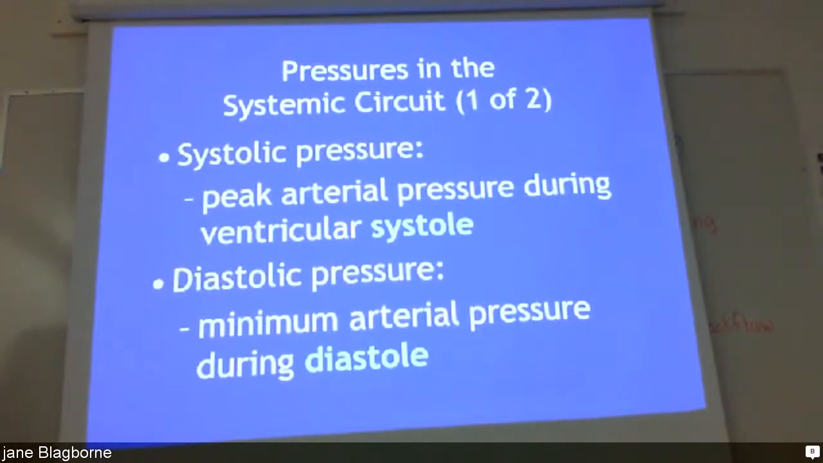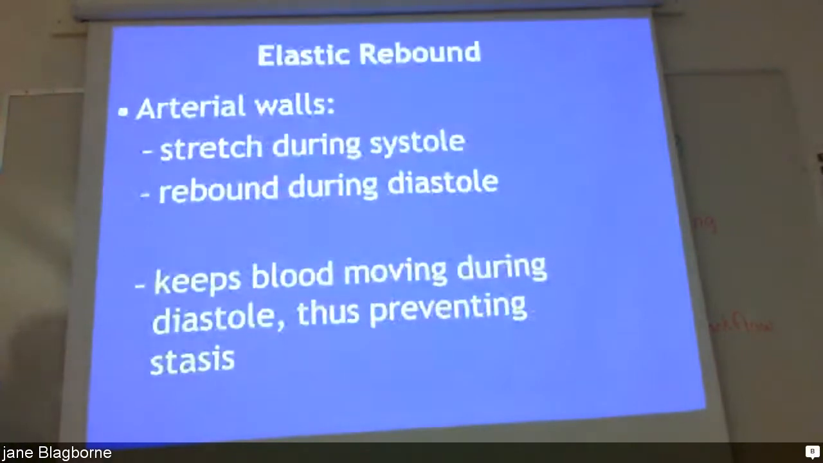So systole is when the heart is contracting, diastole is when it's resting. We had a chat about that already. We're talking about the arterial walls, and the arterial walls have that nice muscular layer, and they stretch and then contract again when the heart is relaxed.